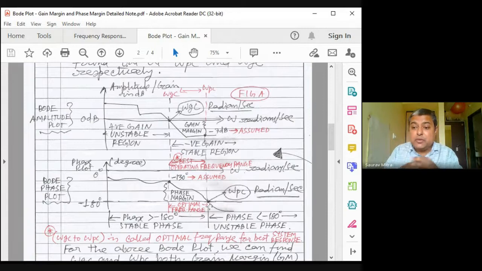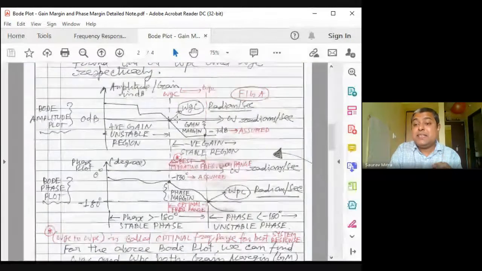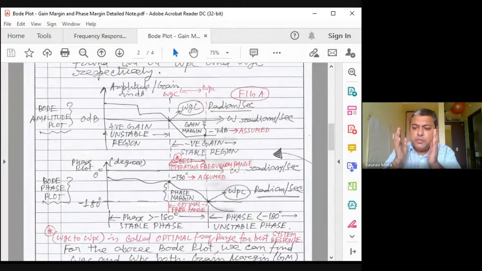So if we decide that we want to magnify 5 to 50 radian per second by a system, in that case you have to design omega gc as 3 radian per second and omega pc as 60 radian per second. So by that system, the whole 5 to 50 range will be perfectly stably magnified. So this is the first case where omega gc is less than omega pc.